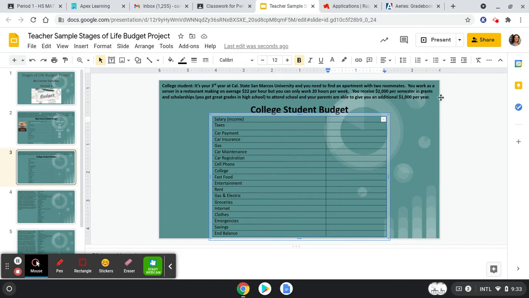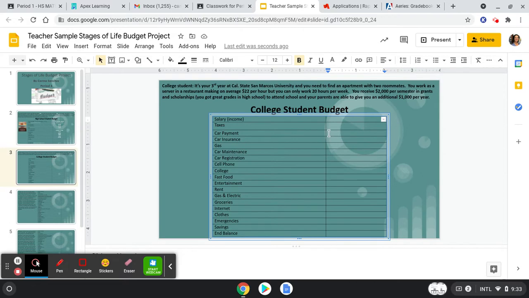You get $2,000 per semester in grants, and a semester, we're going to call that about half of a school year, right? Half a year, and scholarships. So if school is 10 months, then you're getting that 2,000 for every 5 months. We'll just do 2,000 per every 5 months. And then to attend school, your parents are able to give you an additional 1,000 per year.